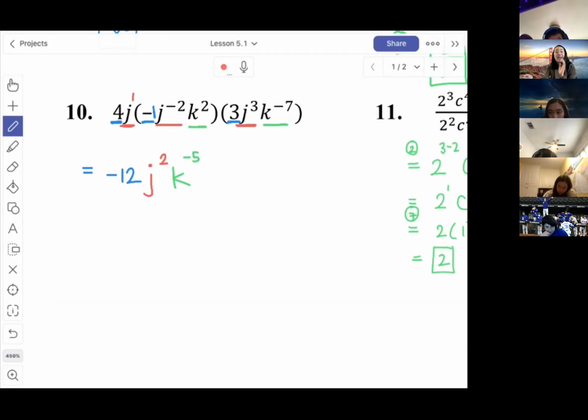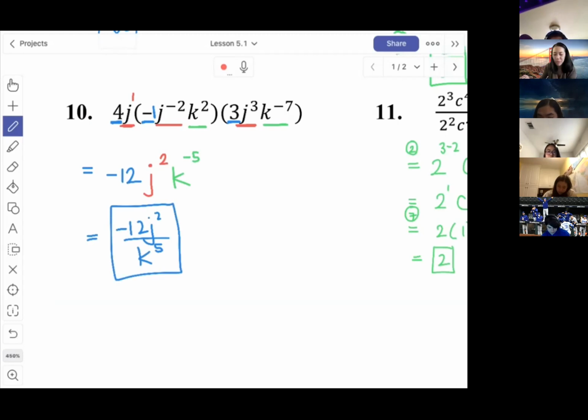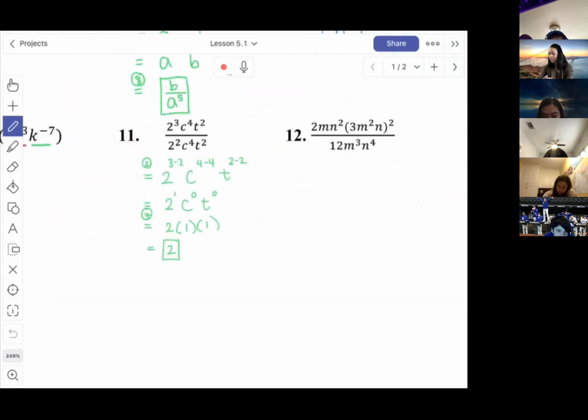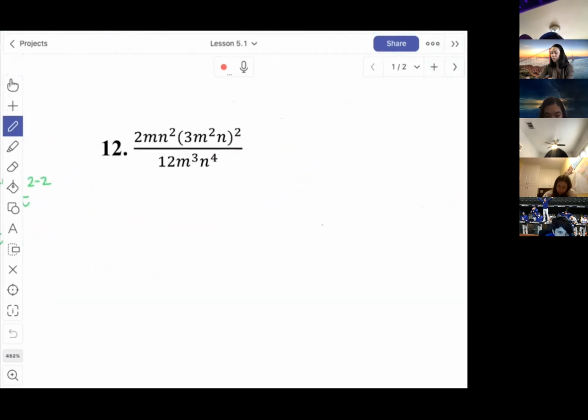Yeah. Okay. Now, can't have a negative. So what do I do? You put it on the bottom. There you go. All right. So -12 j squared over k to the 5th. Final answer. All right. So yeah, when you get a problem like that, it looks super overwhelming. Chunk it up. And then that way it's a lot easier. Good. All right. Let's move on to number 12.